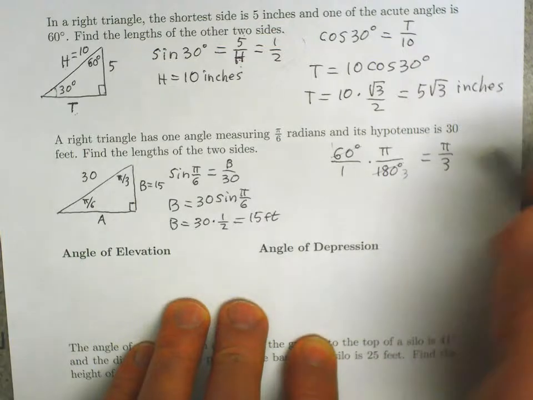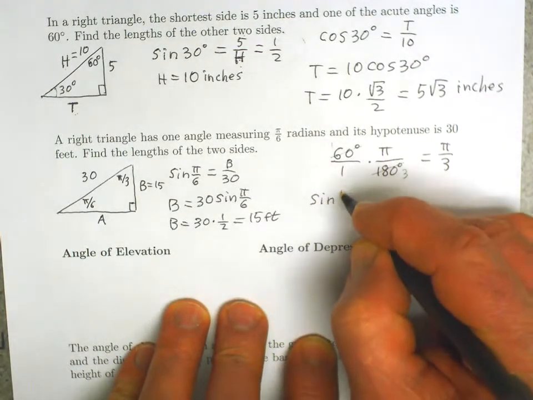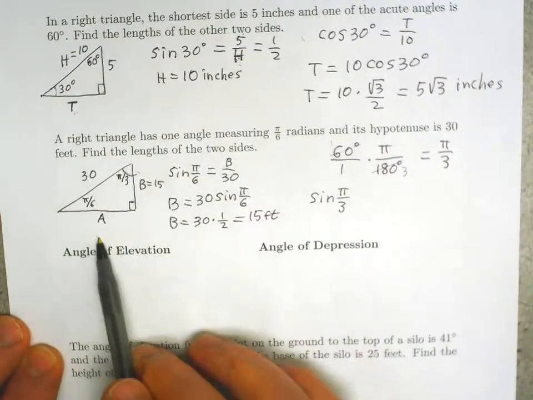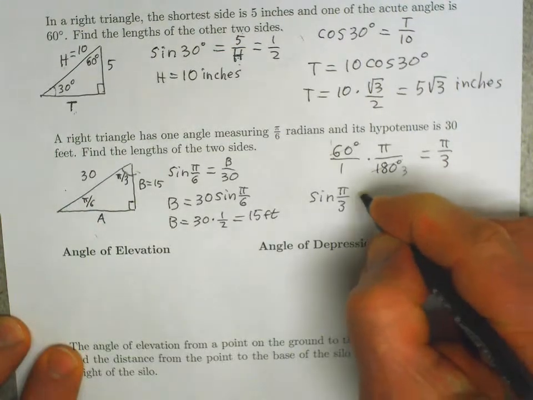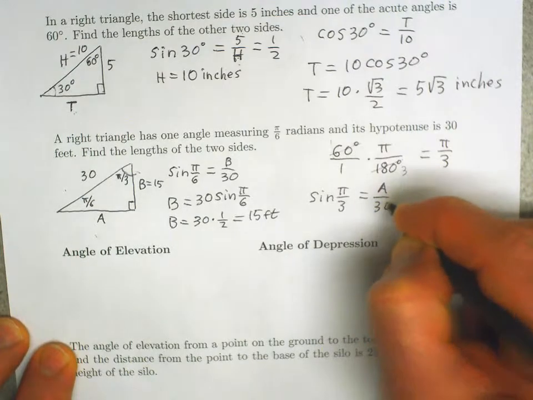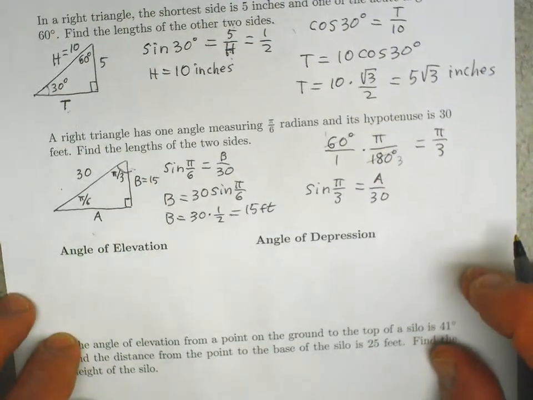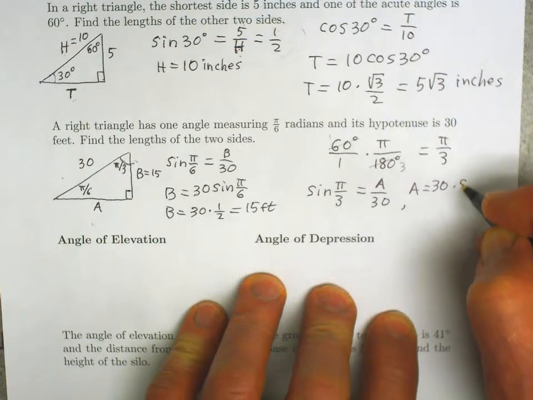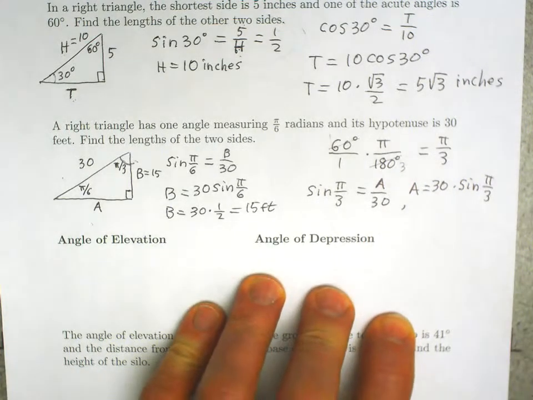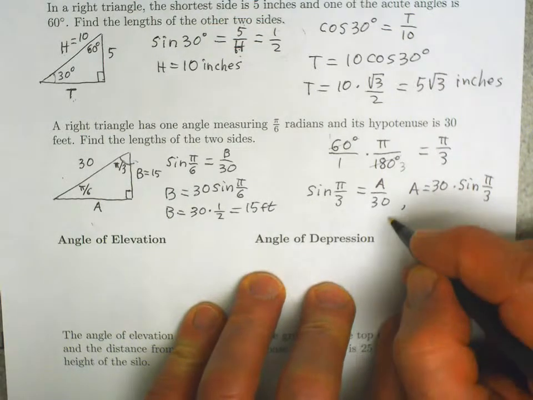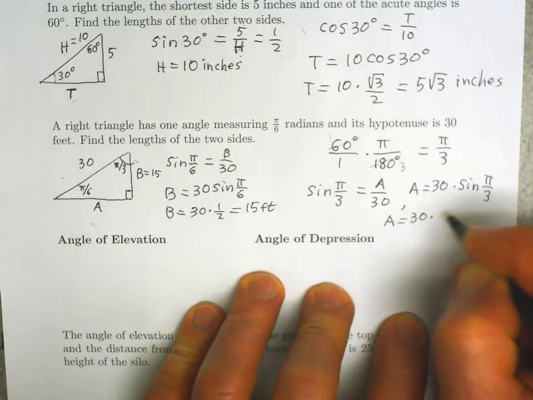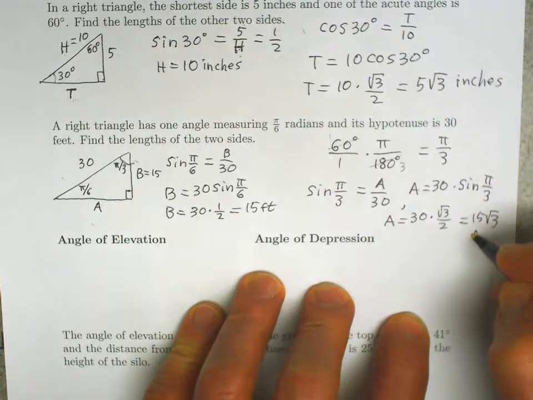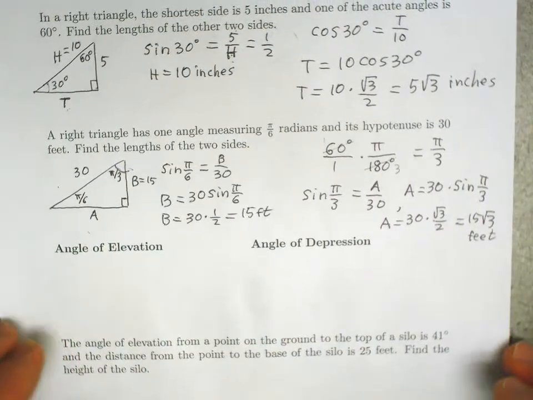Okay, now let's just do the sine of pi over 3. The sine of pi over 3 is the length of the opposite side divided by the length of the hypotenuse. So this is equal to a divided by 30. And so a is 30 times sine of pi over 3. We know that the sine of pi over 3 is the square root of 3 over 2. So a is 30 times the square root of 3 over 2, or 15 times the square root of 3 feet. Hey, that's not so bad.